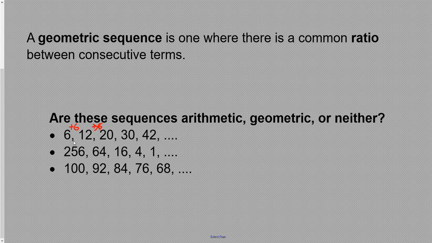So now let's start dividing them. So let's take 12 and divide it by 6. Well, if I divide by 6, I'm multiplying by 2, right? If I multiply 12 by 2, do I get the third term? Because again, same pattern has to continue throughout the entire sequence. 12 times 2 is not 20. So this one is neither. Right? It is neither arithmetic or geometric. Those aren't the only two options, but they're the only two we've talked about so far. Okay, so let's jump down to the next one.